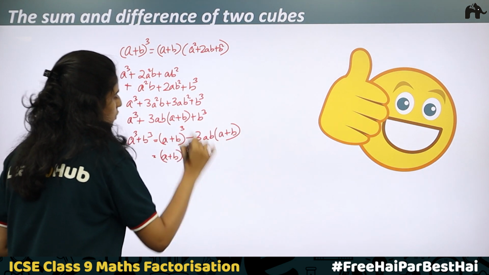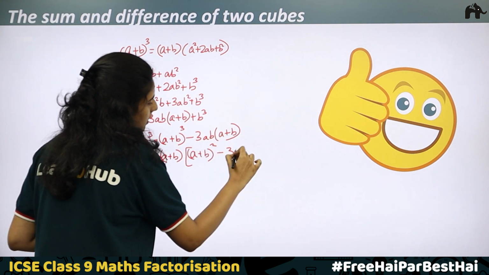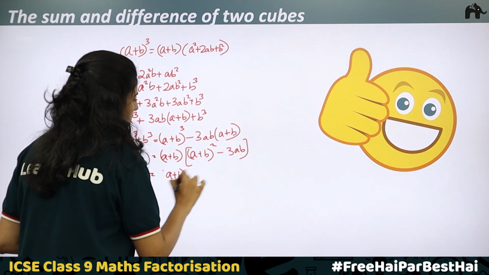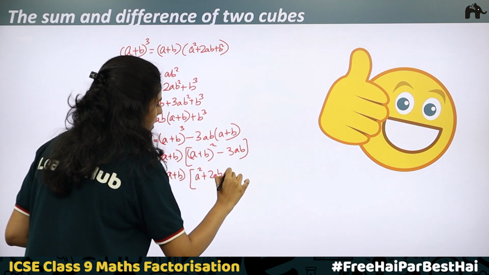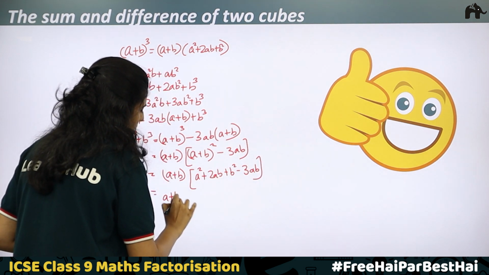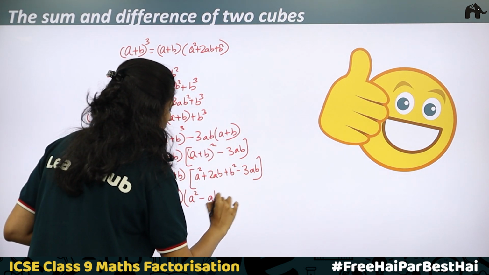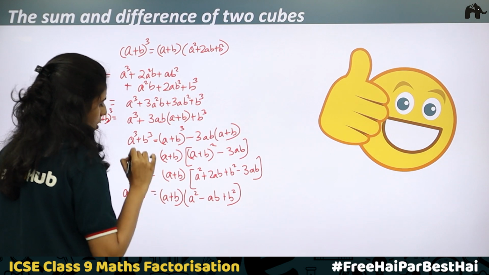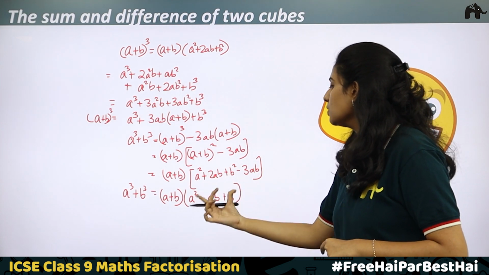Now you can see (a plus b) is common, taking out (a plus b). What is remaining? You will be having (a plus b) whole square minus, from here this part we have, 3ab, which is equal to (a plus b) is common. What is (a plus b) whole square? a square plus 2ab plus b square minus 3ab, which becomes (a plus b) into (a square, 2ab minus 3ab is minus ab, plus b square).